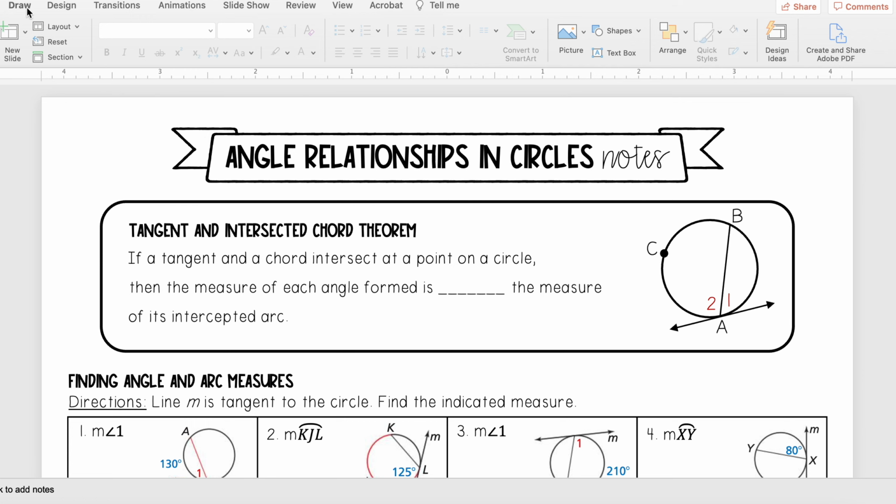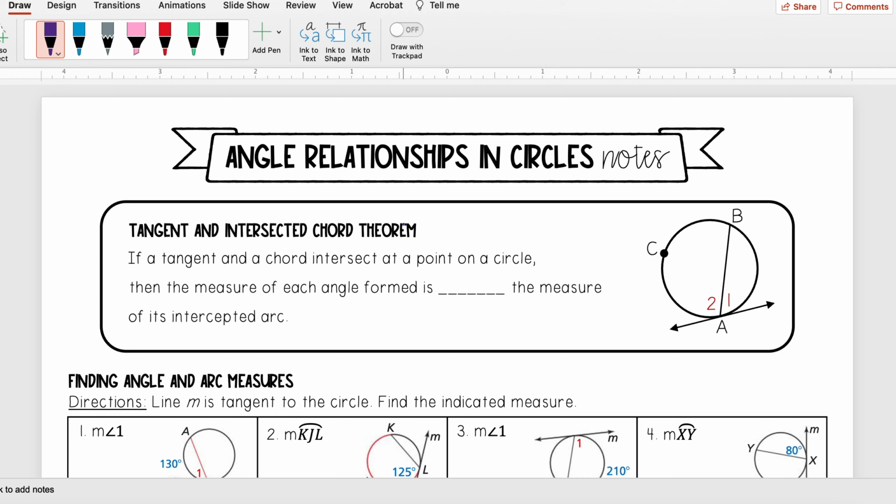Hello everyone. Today we'll be learning about angle relationships in circles. So the first theorem that we're going to talk about is the tangent and intersected chord theorem. And that tells us if a tangent and a chord intersect at a point on a circle, then the measure of each angle formed is half the measure of its intercepted arc.